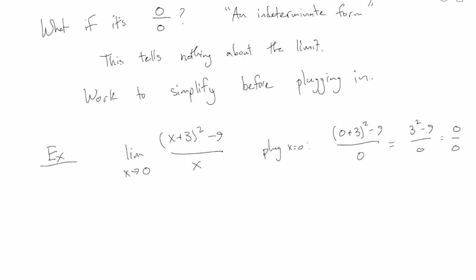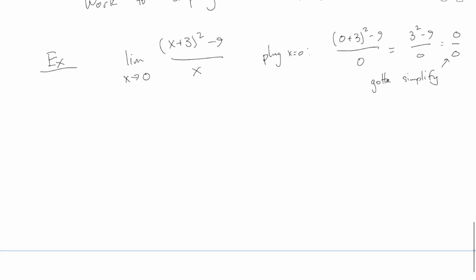And when you see 0 over 0, this does not mean the answer is DNE, and it's not something else. This means you've got to simplify before you plug it in. That's what the 0 over 0 indicates. So go back to the beginning. I'm going to rewrite this thing, but simplify. Anybody have a suggestion? What could you do to simplify here?